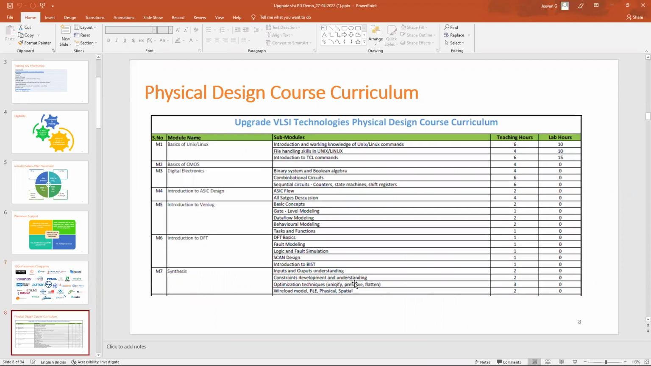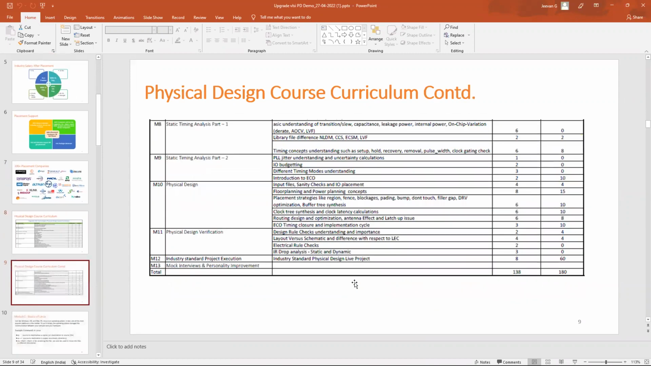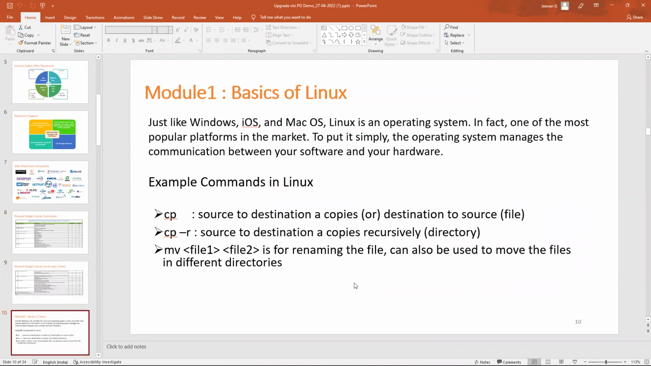So let's see what modules we are going to cover through this physical design course. In total, we have 13 modules, and let's see them in detail. As module 1, we are going to cover the basics of Linux. Linux is one of the OSes we use regularly, like Windows, Android, and Mac OS. The entire VLSI industry is dependent on Linux OS, so we are going to start from the basics of Linux.